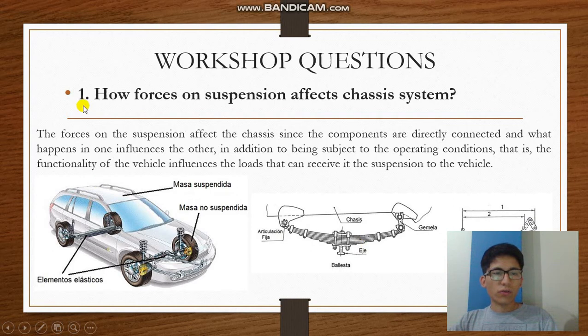Well, the first question is how forces on suspension affect the chassis system. The forces on suspension affect the chassis system because the suspension protects the chassis from forces in the wheel, such as vibrations, axial force, vertical force, and longitudinal moments. Well, these forces affect the chassis.